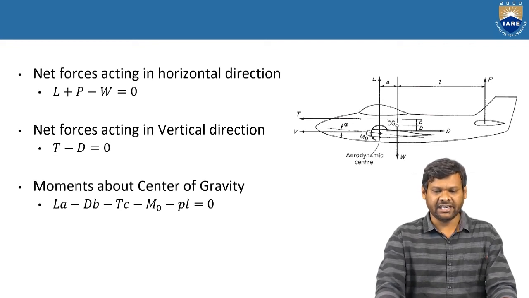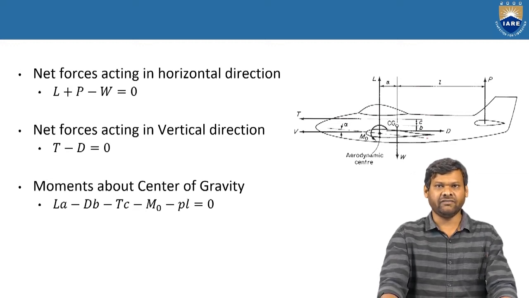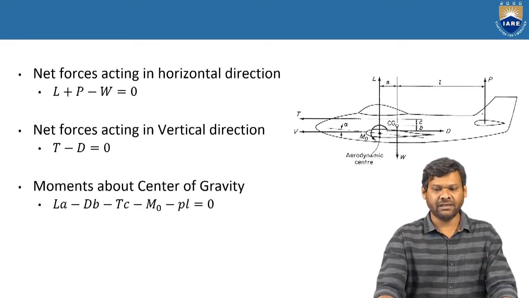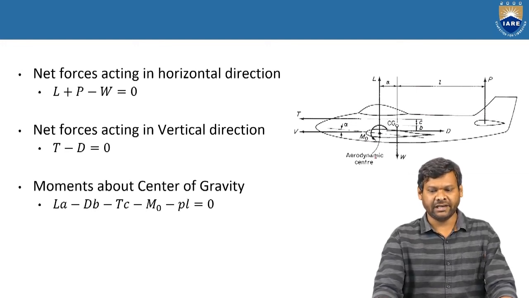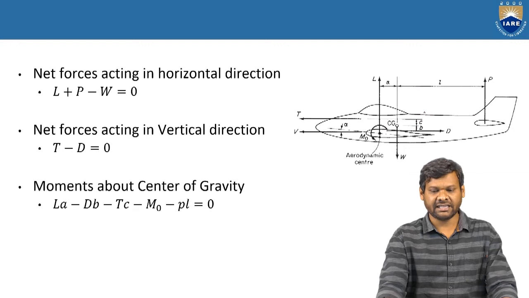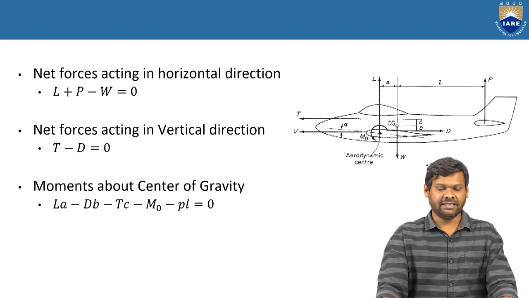In the vertical direction, the forces we have are the lift force L, which is generated from the wing, and the lift force P, which is generated from the tail plane. These are in the same direction, and we have the weight acting downwards. The sum of the forces acting in the vertical direction is given as L plus P minus W equal to 0.